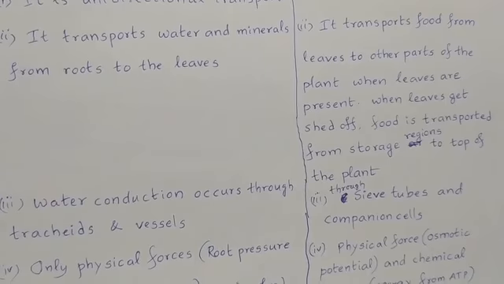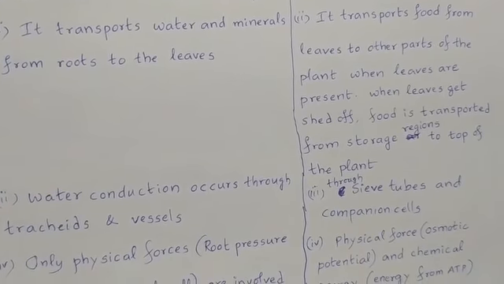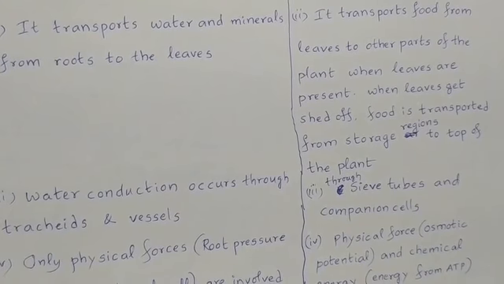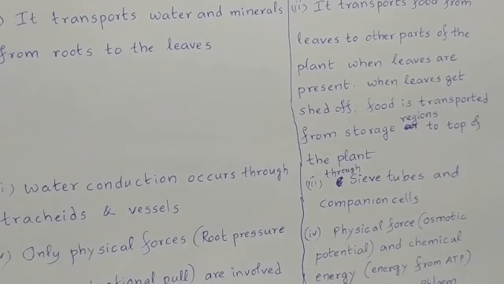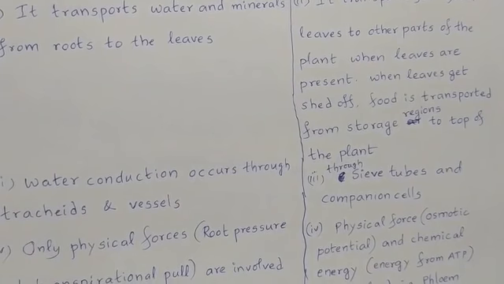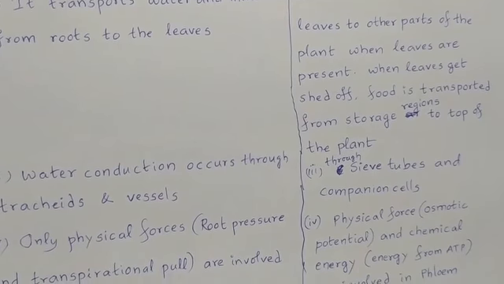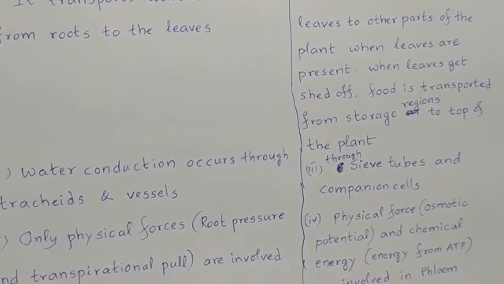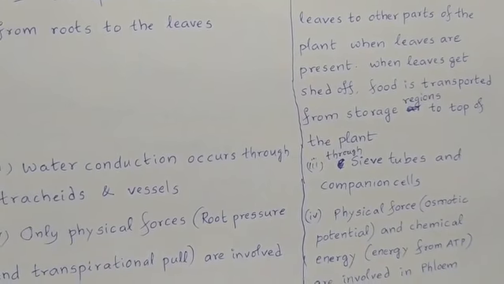And in xylem, 4 components are there: tracheids, vessels, xylem parenchyma and xylem fibers. In that, tracheids and vessels are the main conducting elements. So water conduction occurs through tracheids and vessels. In phloem, food transport occurs through sieve tubes and companion cells.